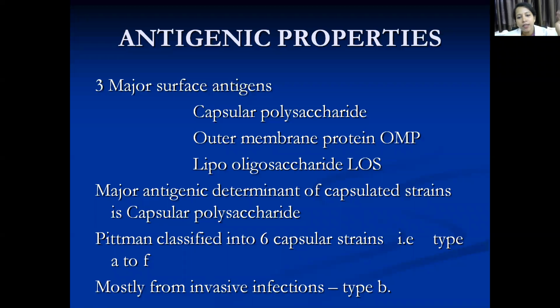These are the 3 things which contribute to the antigenicity of Haemophilus: capsular polysaccharide, outer membrane protein, and lipo-oligosaccharide. Out of which the most important one is capsular polysaccharide. You know that the pathogenic ones are capsulated. This capsular polysaccharide contributes to the antigenicity of Haemophilus.